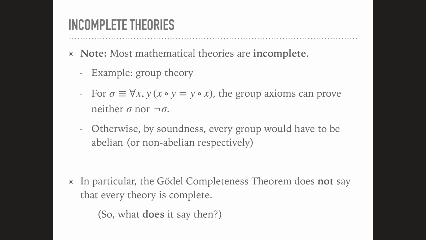And the question is then, which mathematical theories are actually complete, besides the canonical example of being the theory of a structure? So, to finish this off, the Gödel completeness theorem that we will encounter next does not say that every theory is complete, because as we saw here, there are plenty of examples of incomplete theories. So then you may ask, of course, what does the Gödel completeness theorem say then? And that will be the content of the next lesson.